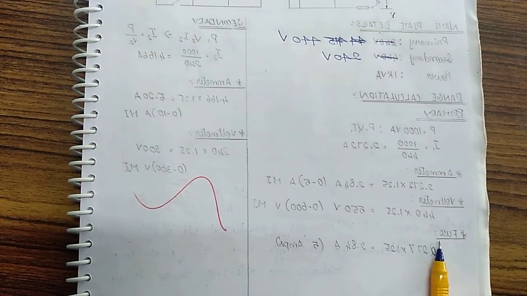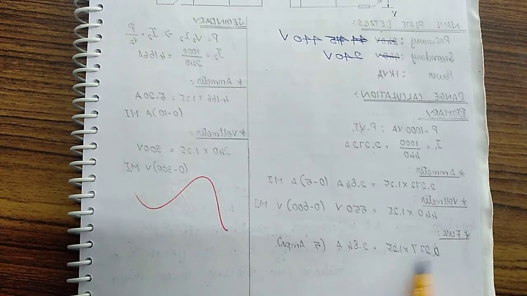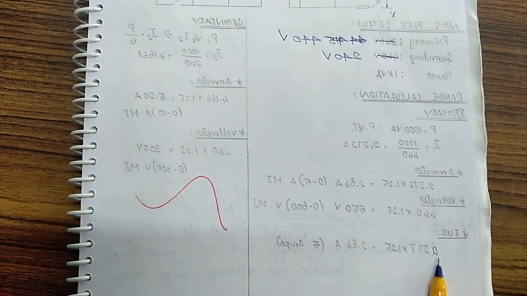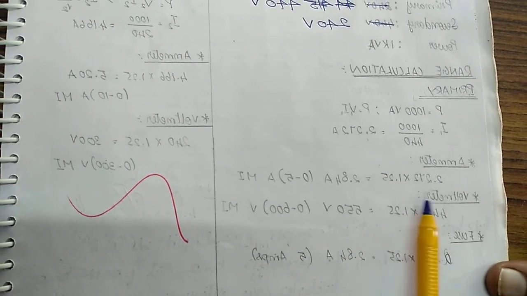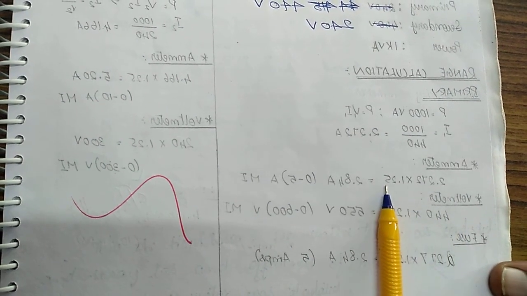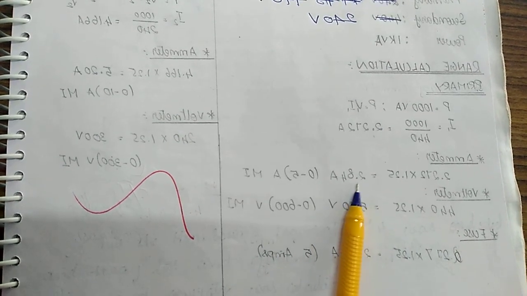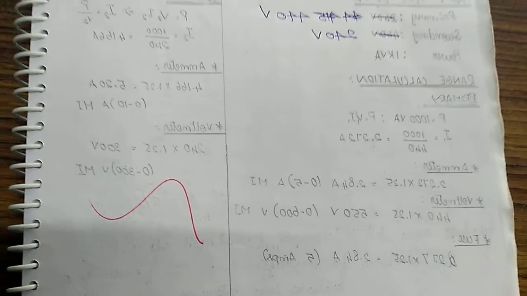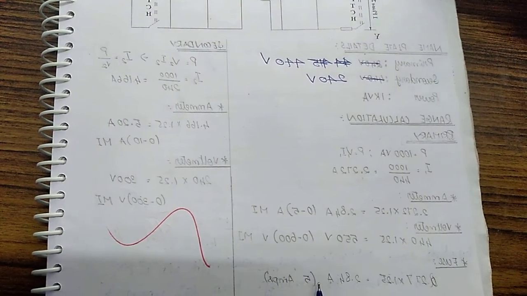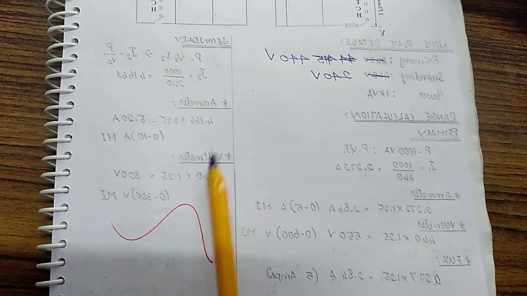Next you have to calculate the rating for the fuse. You know the value of current here: 2.272 into 1.25, that means 2.84. So for the fuse you have to select 5 amps. Next you have to calculate the meter range for the secondary side.